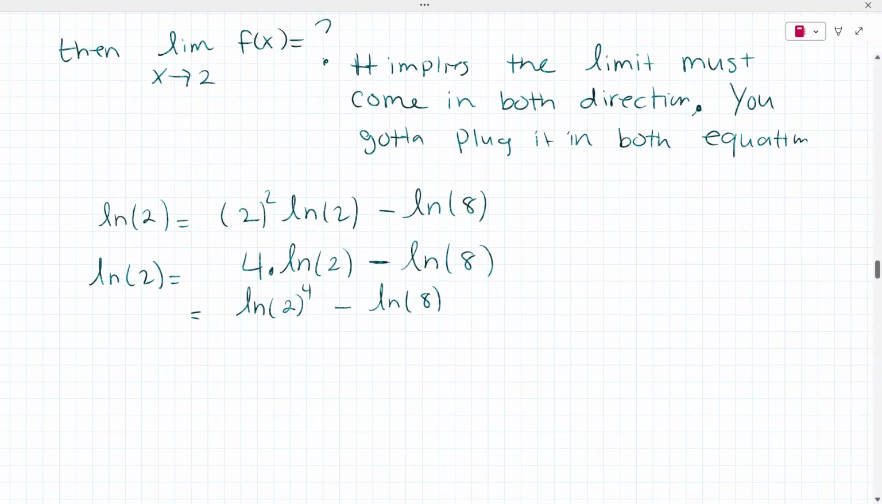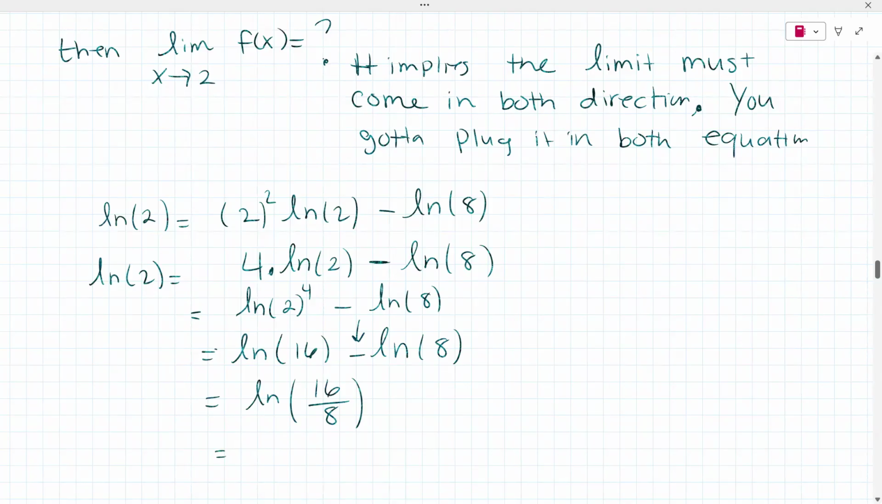What else could we do? 2 to the 4th is 16, minus ln of 8. And then can you make this into one single natural log? Yes, you can, because a minus means dividing when you're condensing. So this could be ln of 16 over 8, and then you could simplify 16 over 8, which is 2. Hello, you got the left side, right? The right now equals the left. So you can say the limit as x approaches 2 is equal to ln of 2. That would be your final answer.